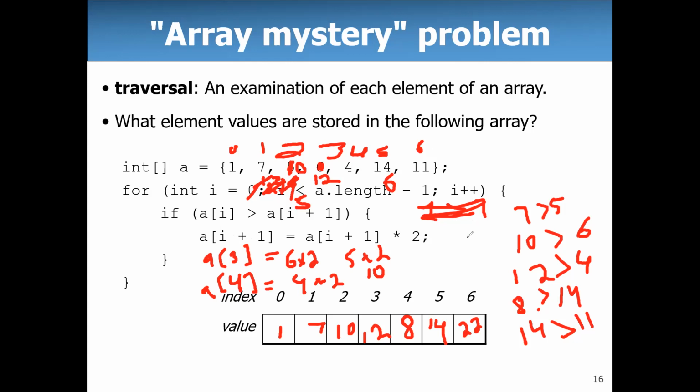So let's do a last check. i plus plus, i is now 6. Is 6 less than 6? No, that's why this is the final content of your array.